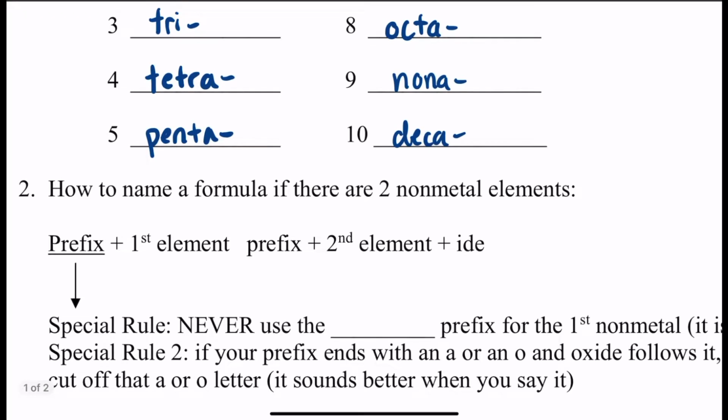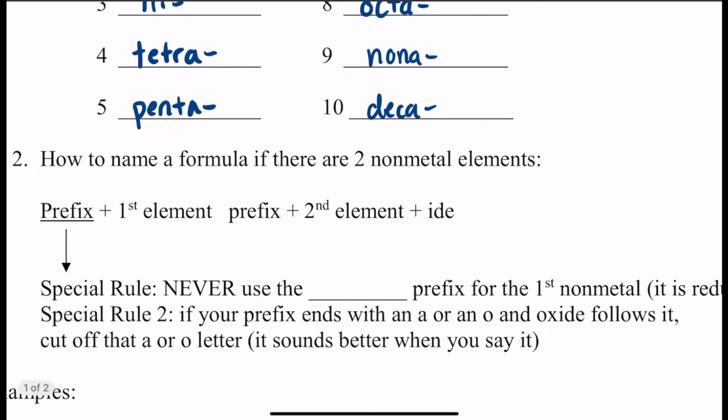Okay, so what is a method for naming these formulas here? Well, you're going to have your first element name, but then you'll put a prefix in front of it to say how many you have. And then you'll have your second element name with a prefix in front of it to say how many you have, but then you'll change the ending to "-ide", just like with ionic compounds.